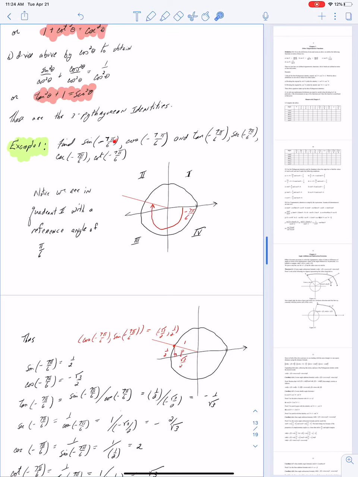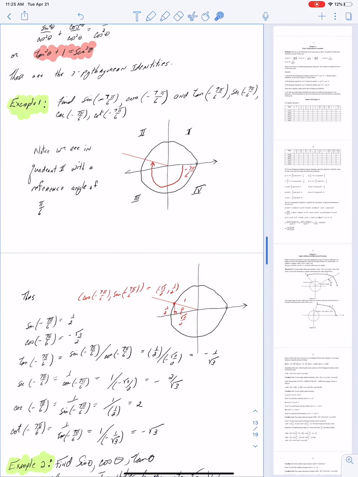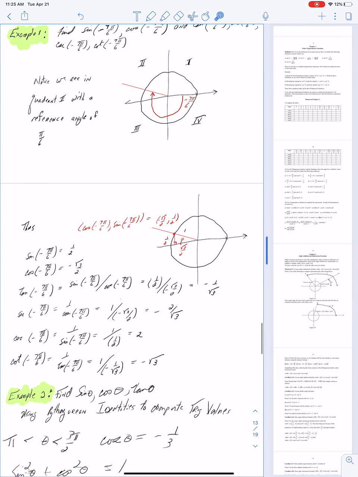So minus 7 pi over 6 puts me in quadrant 2. By the way, quadrants are numbered 1, 2, 3, 4 going counterclockwise. So here I am at minus 7 pi over 6. This little reference angle right here is pi over 6, so down here I write that. I drop this perpendicular. This is my reference triangle. Pi over 6 is my reference angle, and this angle is pi over 3.